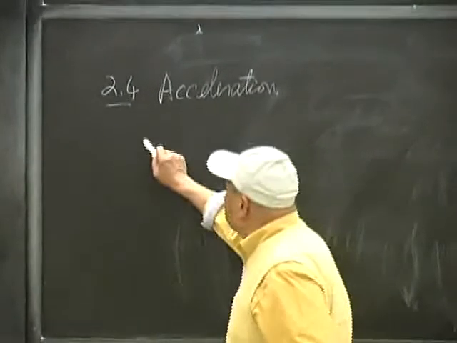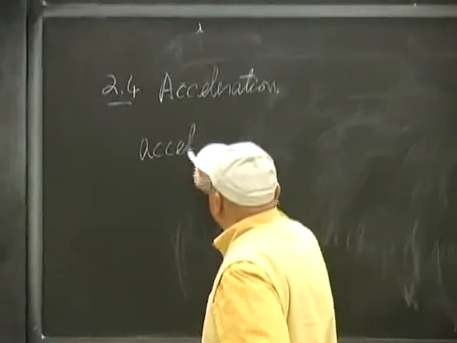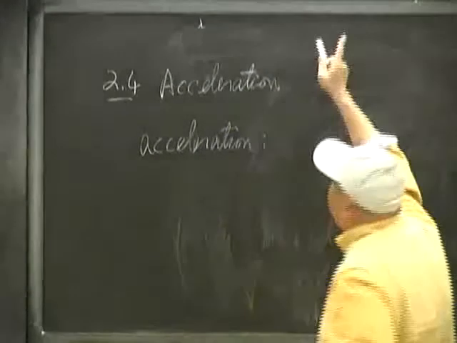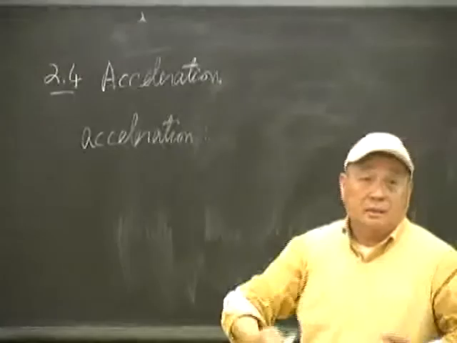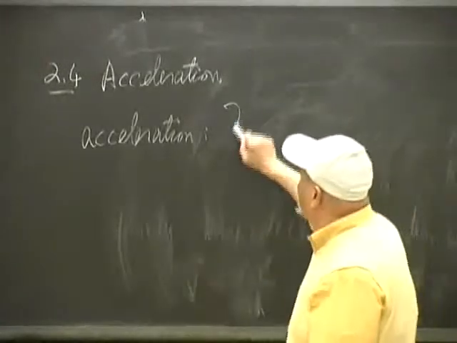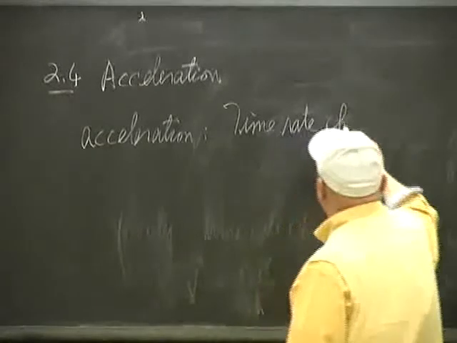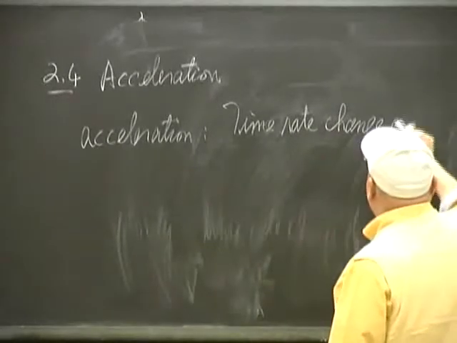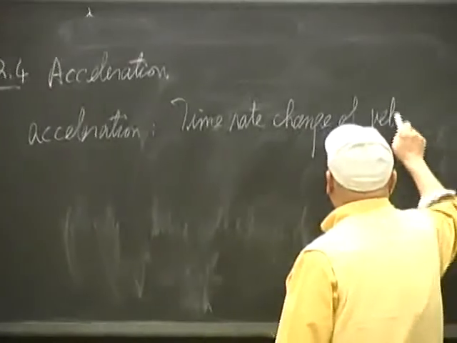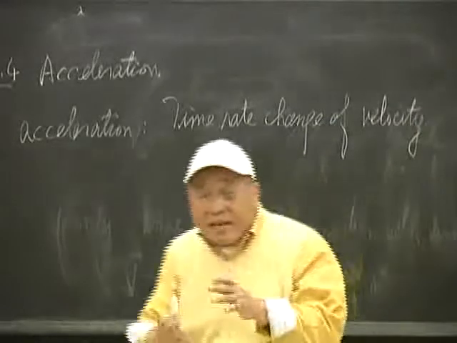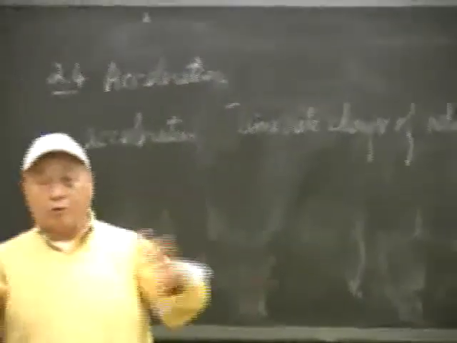So we'd like to determine acceleration. Acceleration is a certain pattern we're talking about. It's called the time rate of change of velocity. How simple is that? So you don't have to get into other terms.